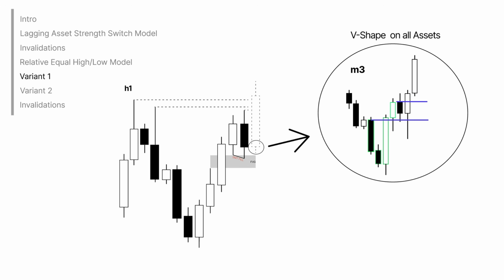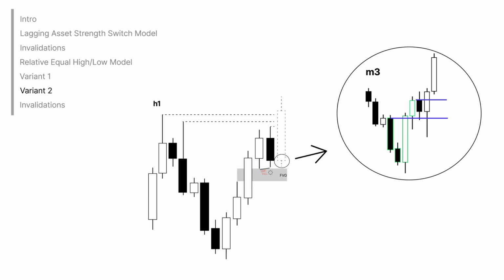This is variant 1 on the lower time frame. If we get a 1 or 2 stage crack in correlation, then we want all assets to react in a similar way. Wait for the V-shape on all assets and enter on the first or second CSD. Variant 2. If we get a strength switch crack in correlation, it's okay if we only get the V-shape on the stronger asset, like in this case. We don't need it on all assets because a strength switch is higher probable.